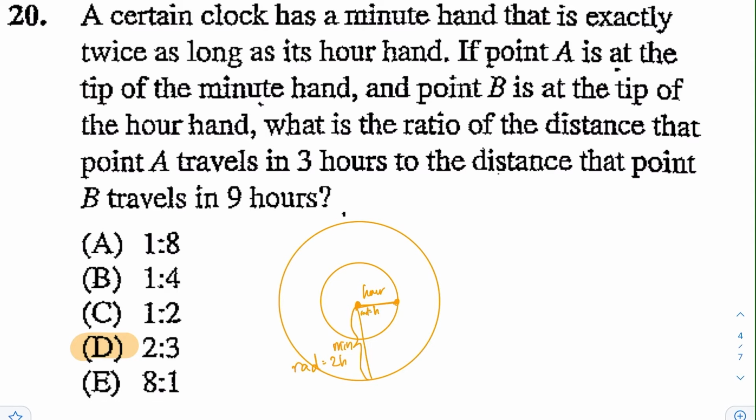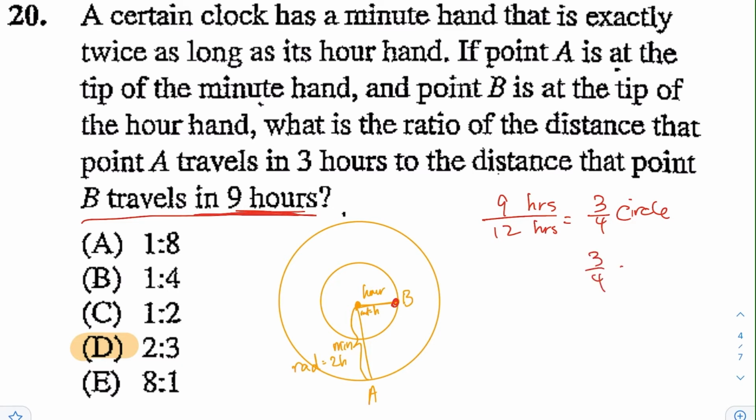Now, for the smaller circle, you want A, which is at the tip of the minute hand, and B, which is the tip of the hour hand. For the hour hand to travel 9 hours, that would be 9 hours over 12 hours, which is the total, or 3/4 of the circle. So the distance that it travels will be 3/4 of the circumference.